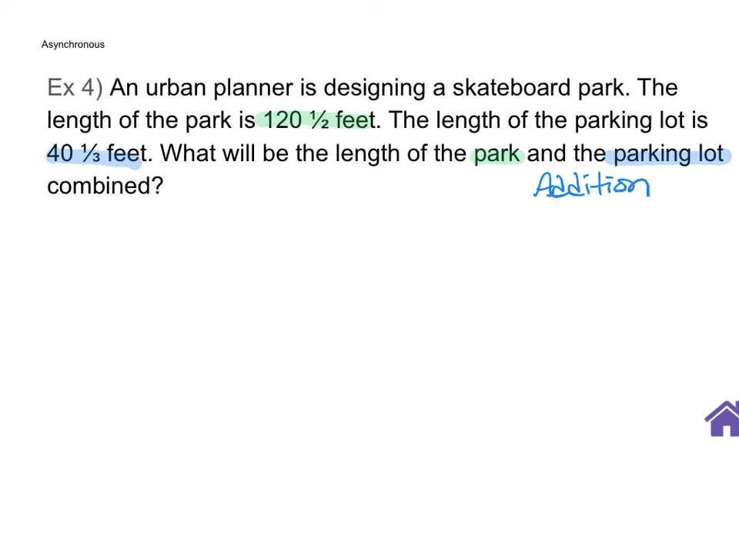Okay. So now I'm going to look at the 120.5 feet, and I need to add the 40 1/3 foot. Well, now that I'm adding these, I need to make sure that my denominators are the same. In this case, they are not the same. So I have to get my denominators the same. We call that a common denominator.